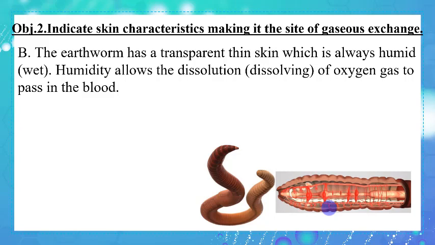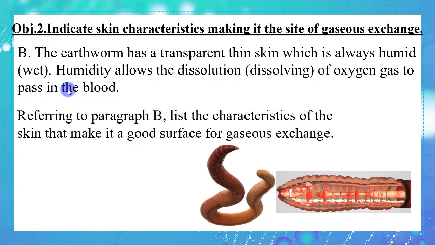The earthworm has a transparent thin skin which is always humid, means wet. Humidity allows the dissolution or dissolving of oxygen gas to pass in the blood. So, in this paragraph, we are talking about the characteristics of the skin of the earthworm. It says that the skin is always humid, and this humidity allows the oxygen present in the earth to dissolve through the skin of the earthworm so it can pass to the blood.